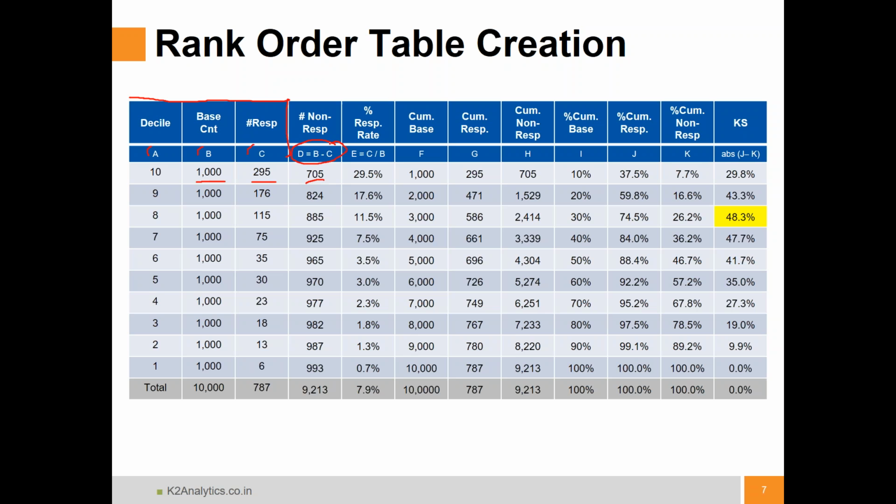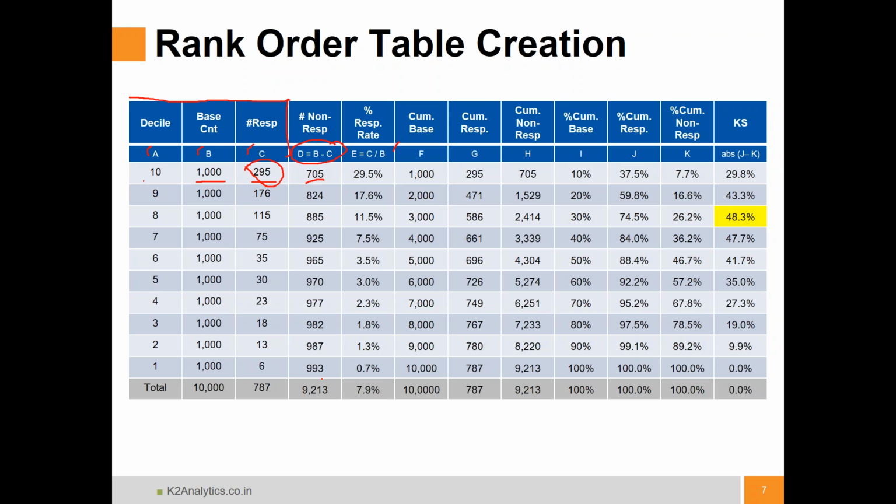My objective is response rate. Can I compute the response rate of this decile? Response rate of this decile will be 295 divided by 1000. Actually, for each row I can do it. The formula is the value in column C divided by the value in column B. That will be my response rate.